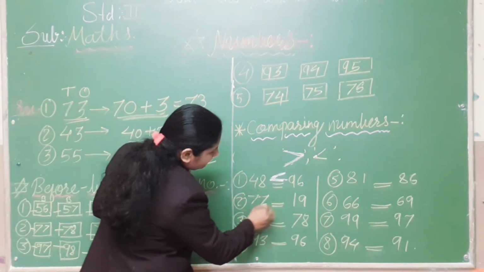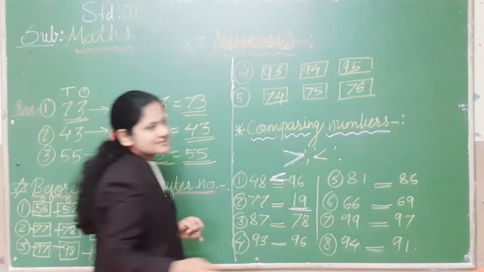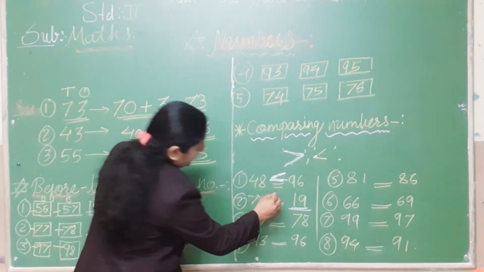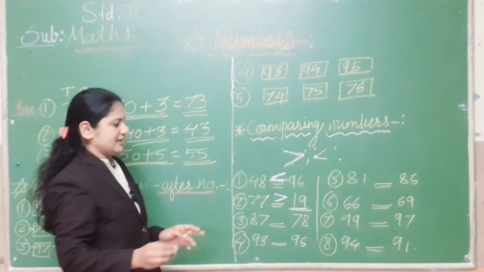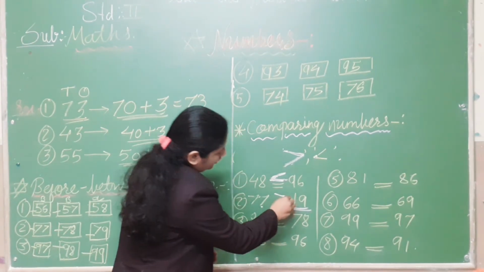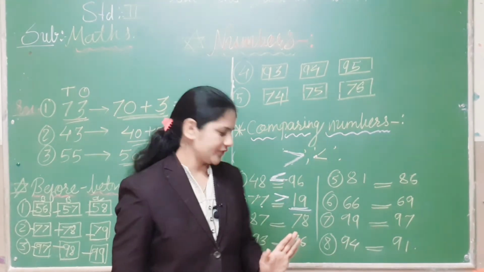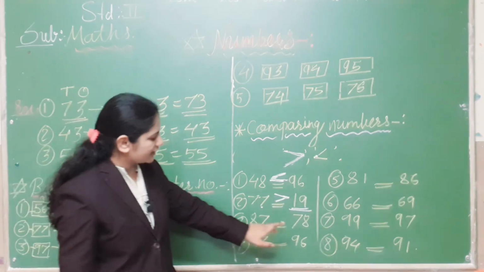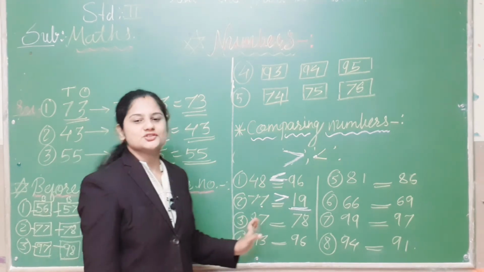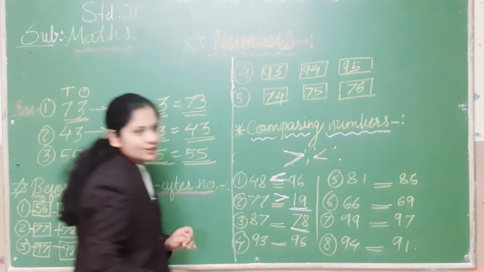Again, 77 and 19. Think. Very good. Obviously 19 is the smaller number and 77 is the greater number. Again, the open arrow towards 77 indicates the greater number, and the closed arrow towards 19 indicates the smaller number. Third example, 87 and 78. Here tell me which is the smaller number. Yes, very good. 78 is the smaller number.